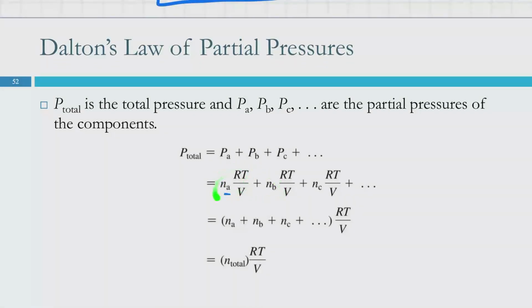Since all of these terms that we substituted in for have this RT over V, we can lump those together. So we pull out this RT over V from all of these individual terms, and then we've just got our number of moles adding up. So Na plus Nb plus Nc. And if you add up all the individual number of moles of gases, that would just be the total number of moles of the gases. This is just showing that PV equals nRT is at work here.